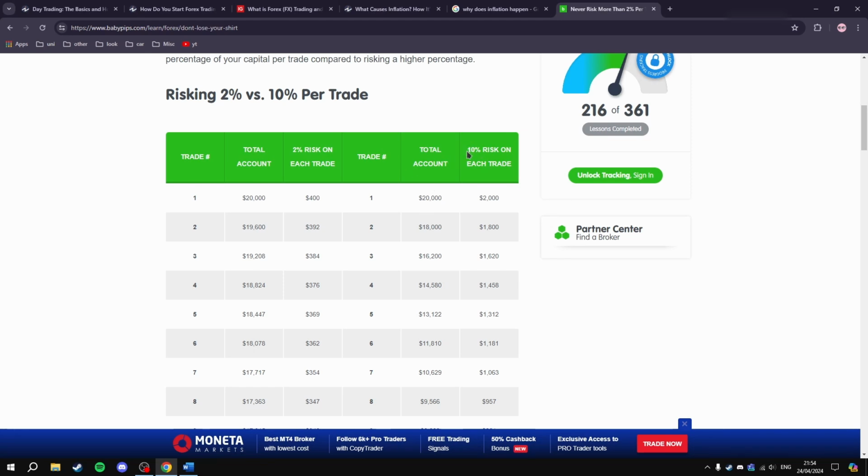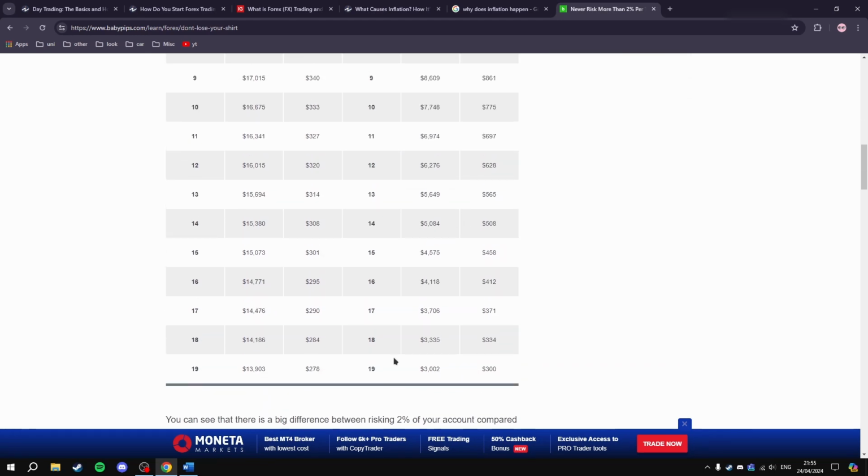Whereas if you risk 10%, you start off with 20,000 as usual. 10% of 20,000 is 2,000, which is a lot already. So you're down by 2,000 and you've got 18,000. Keep going, keep going, and by the time you reach the 19th trade, you only have $3,002 left. If you lose that trade as well, then you've got $2,702 to use for your 20th trade.